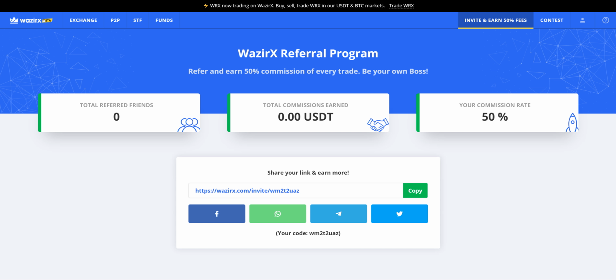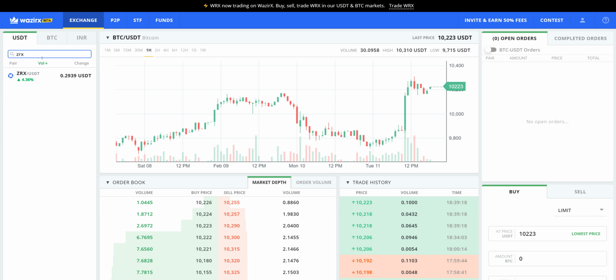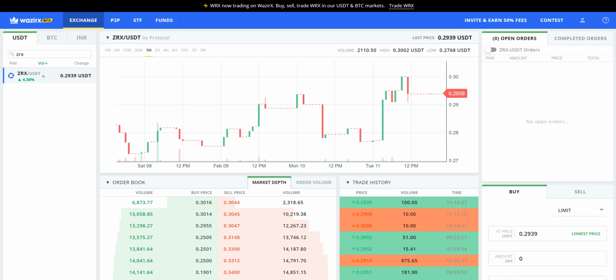So let's check out the homepage. Over here, you guys can see Bitcoin versus USDT. Now let's look at a specific altcoin. How about ZRX, for example? So you guys can see ZRX here. You could see that the current bid is 0.3016 and the current sell price is 0.3044.